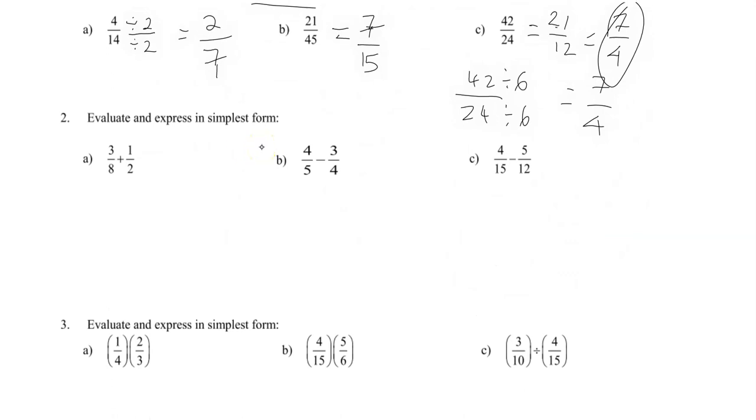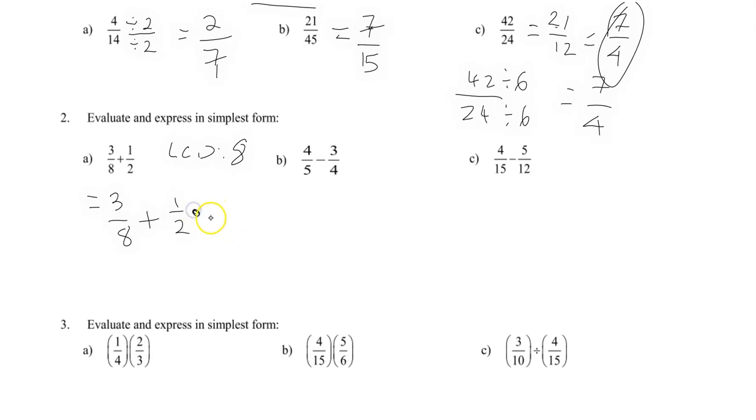Evaluate. Evaluate means come up with a value. If we're going to add or subtract fractions, we need a common denominator. So for the lowest common denominator, we're looking for a number that both 8 and 2 go into. 2 does go into 8, so our lowest common denominator is 8ths. We're going to want to change the half. So instead of 1 over 2, we want this 1/2 to be something over 8.